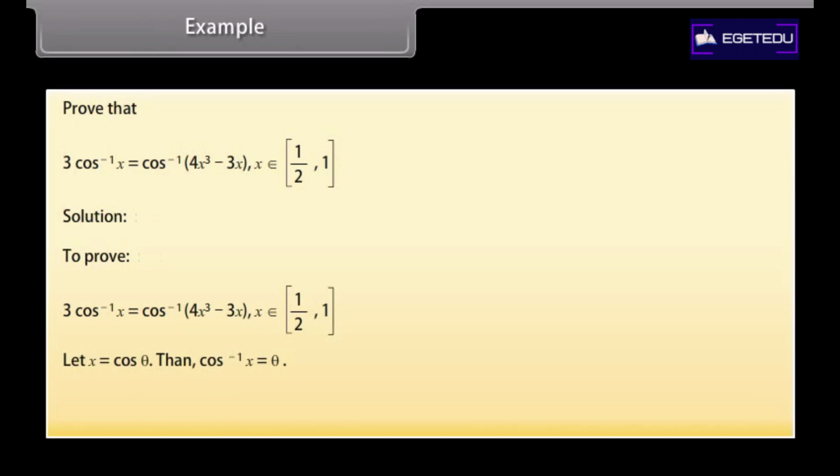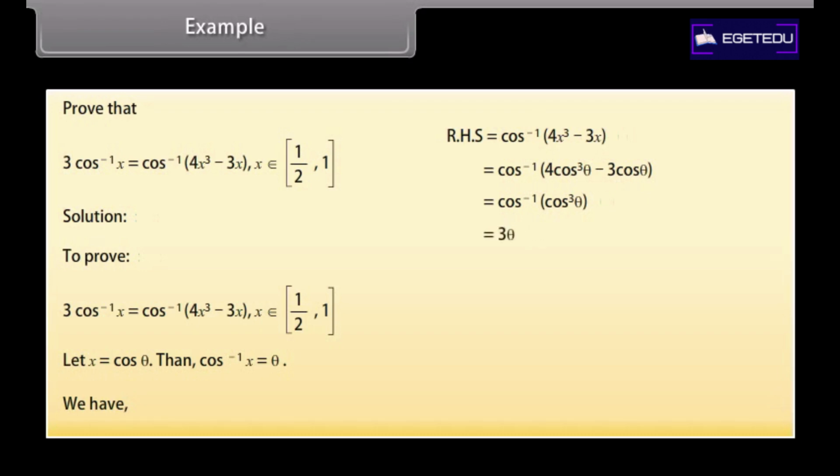Let x be equal to cos theta, then cos inverse x is equal to theta. We have the right hand side, cos inverse of 4x cube minus 3x, is equal to cos inverse of 4 cos cube theta minus 3 cos theta, which is equal to cos inverse of cos 3 theta, which is equal to 3 theta, which is equal to 3 cos inverse x, which is equal to the left hand side. Hence, 3 cos inverse x is equal to cos inverse of 4x cube minus 3x, where x belongs to [1/2, 1].